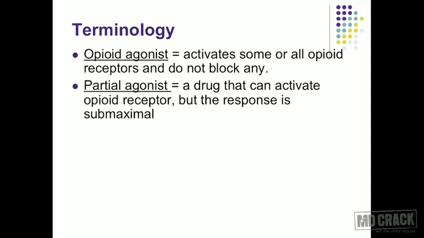The second kind of drug, have a look at the slide, may be a partial agonist. It's a drug that can activate the opioid receptor, but the response is submaximal.